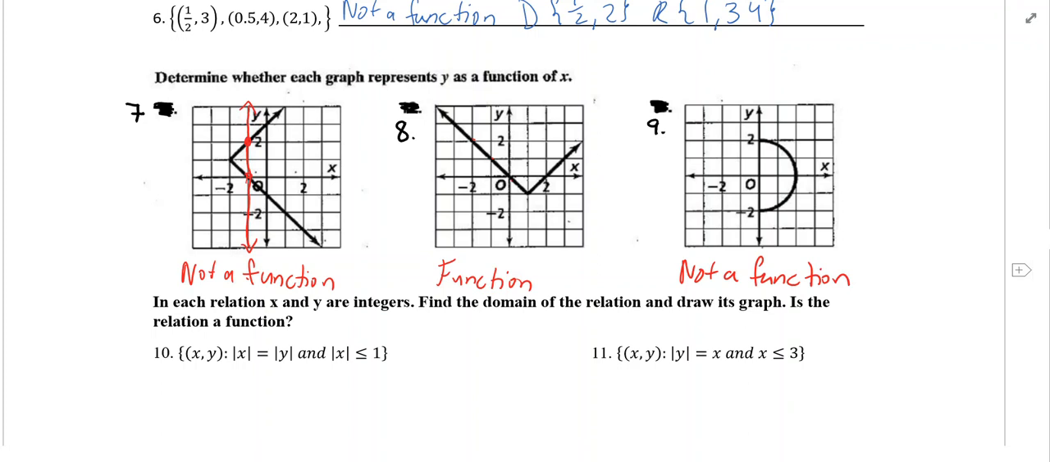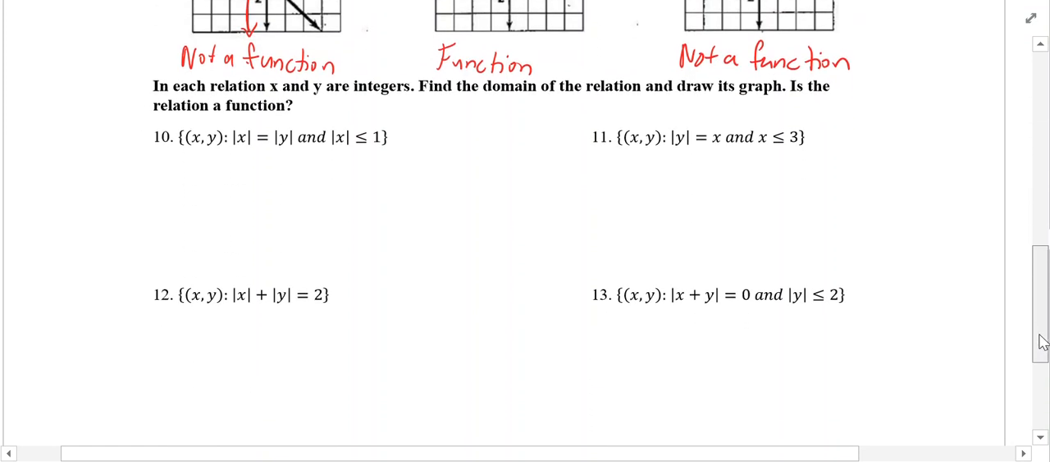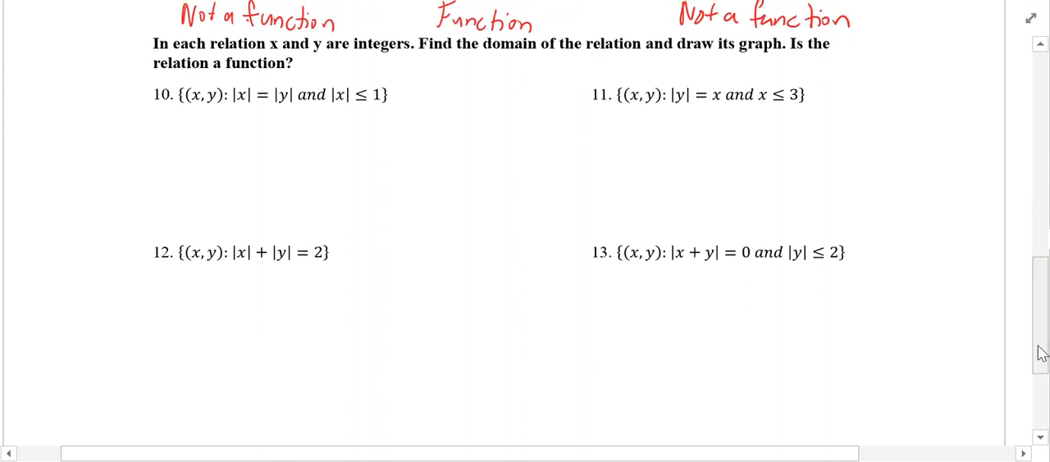All right, so let's go to the next type of problems. It says, in each relation, x and y are integers. Find the domain of the relation and draw its graph. Is the relation a function? Okay, so first we have to figure out what the domain is. Then, once we figure out the domain, we can figure out our coordinate pairs, and then we can sketch a graph of what the relation would look like.